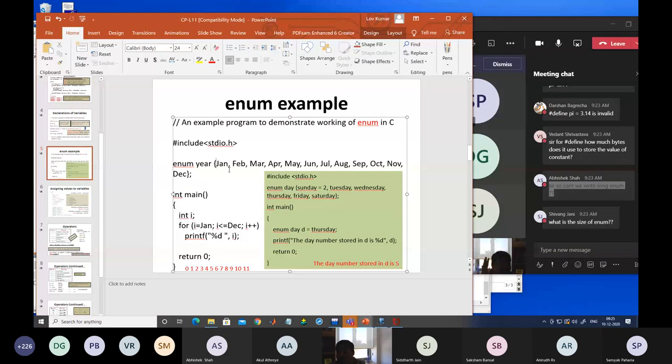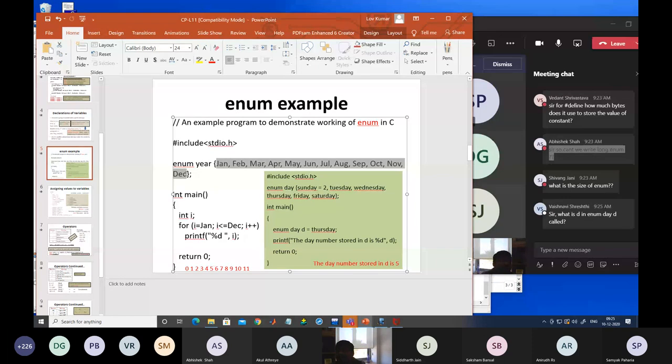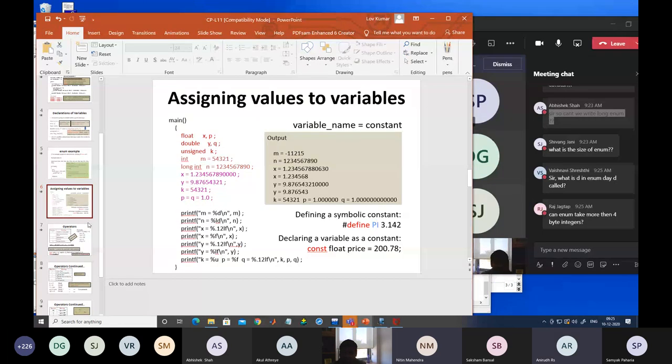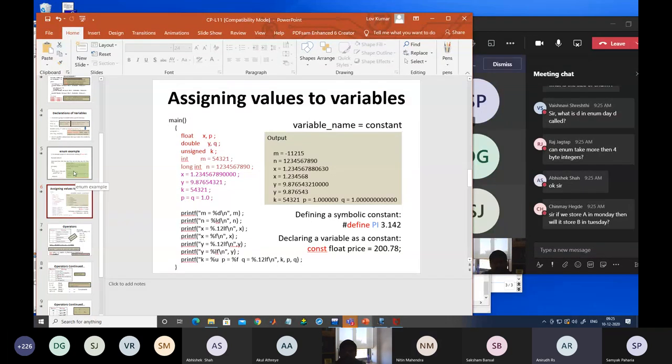Integer, when you are writing integer, it will store values from minus 2 to the power something to 2 to the power something. But in the case of enum, it will only store these values with the logic. Clear? Now, if we give January a very big integer value which will require 8 bytes, will it still hold that value, sir? Enum? Yeah, it will hold that value. Yes, sir.